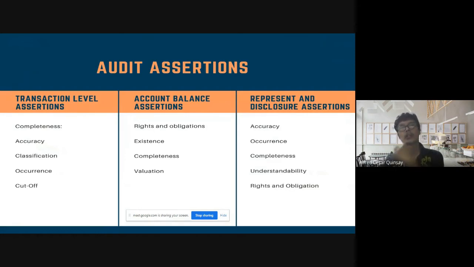So these are just some of the audit assertions, transaction level. Ito yung gusto natin patunayan. Completeness, is it accurate? Classification, occurrence, nangyari ba talaga yan? And then cut-off, nandun ba yan sa tamang period niya? Let's say kung December 31, pasok ba yan?